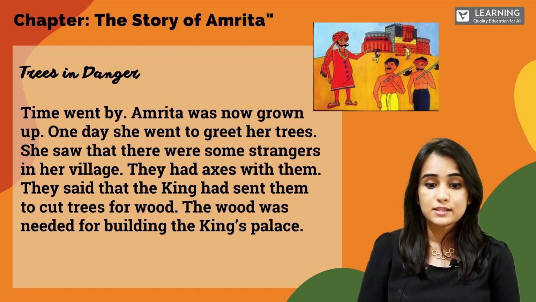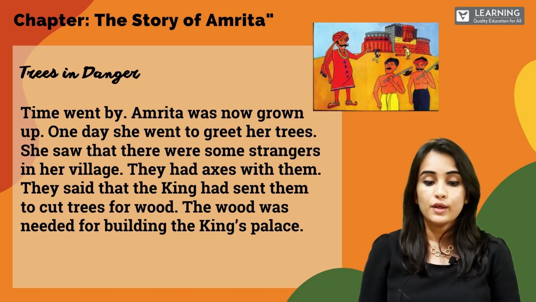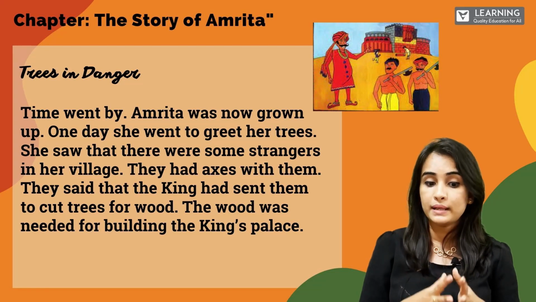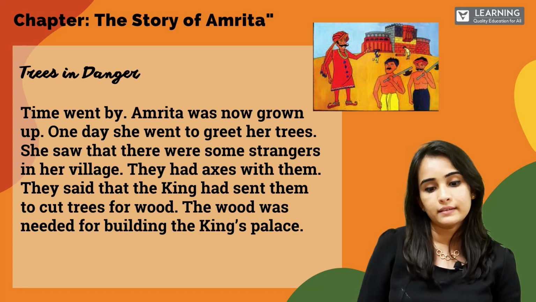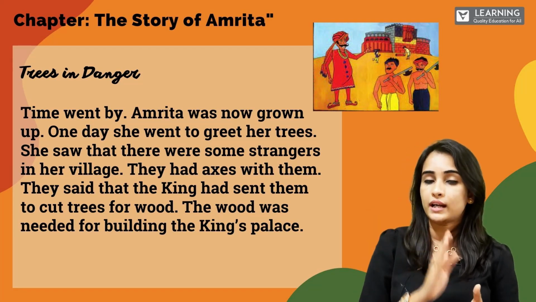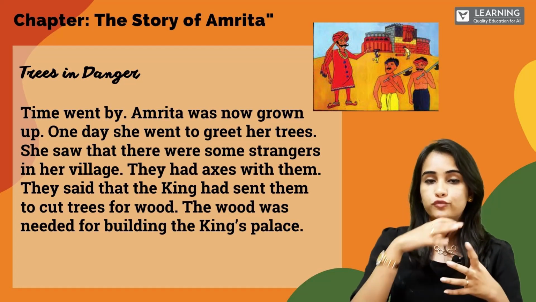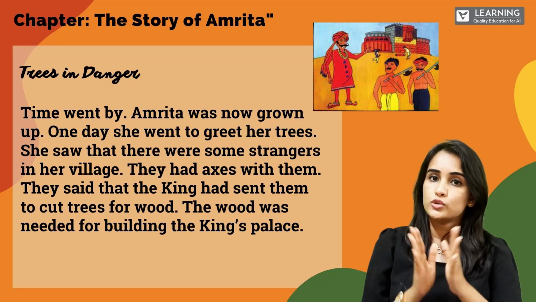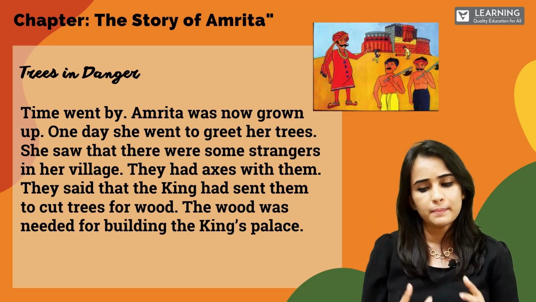They had axes with them. They said that the king had sent them to cut trees for wood. The wood was needed for building the king's palace. So when she inquired, these people said that the king has sent us to cut down the trees for wood, and the wood is needed for building the king's palace. So they need them. That's why we're cutting, is what those strangers told Amrita.